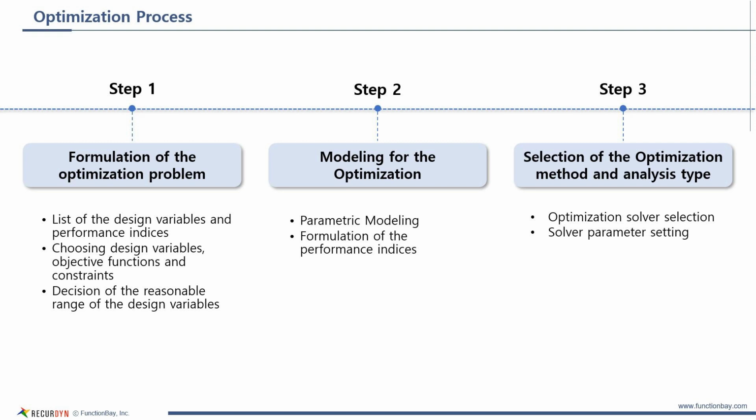Second, modeling for the optimization. For CAE, the variables should be expressed using parametric values. We call it parametric modeling. Most CAE software supports parametric modeling. Be sure to note that mathematical formulations will need to be adapted to the software program you are using. Finally, we should select the optimization method and analysis type that we will be using. For this presentation, we will only be discussing the formulation of the optimization problem.